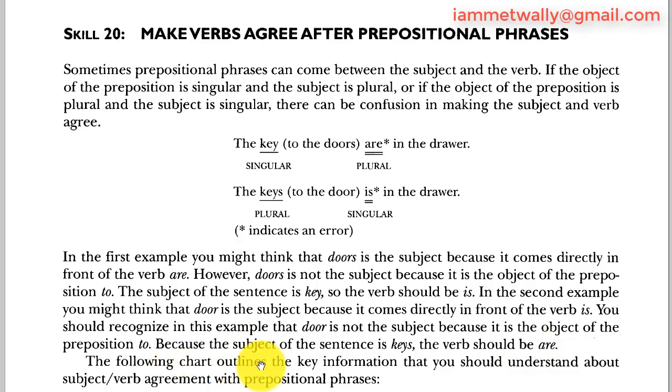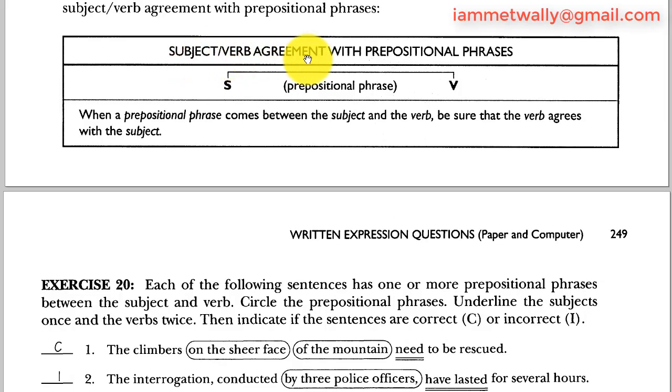The following chart outlines the key information that you should understand about subject-verb agreement with prepositional phrases. I have the subject, then the prepositional phrase, then the verb. When a prepositional phrase comes between the subject and the verb, be sure that the verb agrees with the subject. This verb agrees with that subject, not with any object in this prepositional phrase at all. It can cause confusion, so take care.